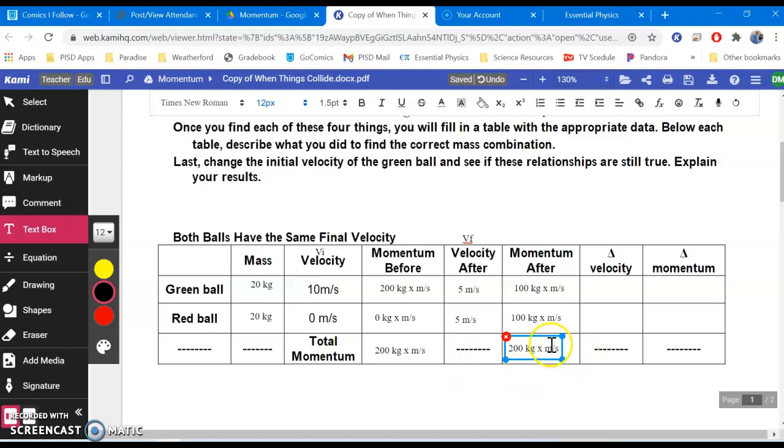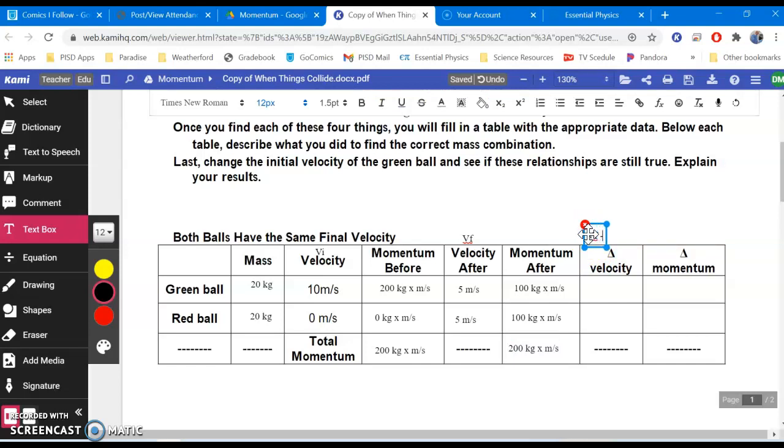Now, obviously, in real life, this might be a little bit lower because some of the energy and stuff is lost and so forth. But for this one, we're going to say, since it's perfectly inelastic, it will come out exactly the same.